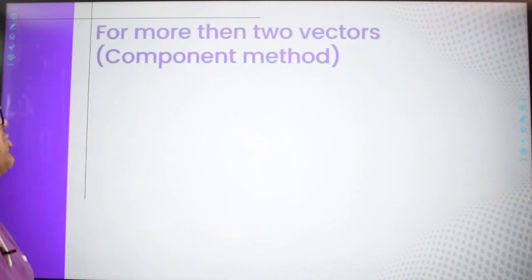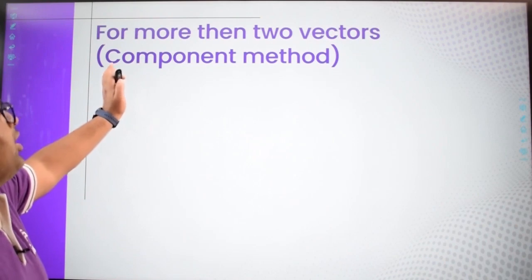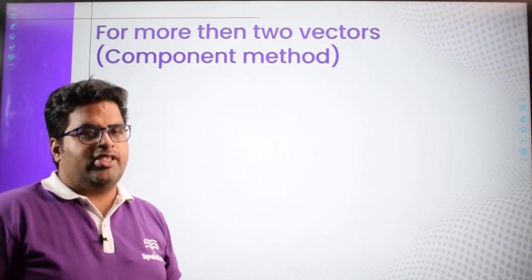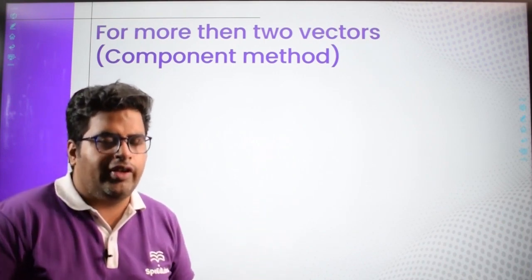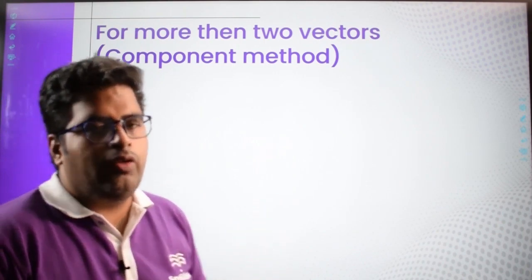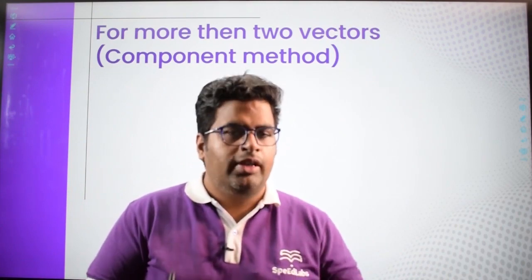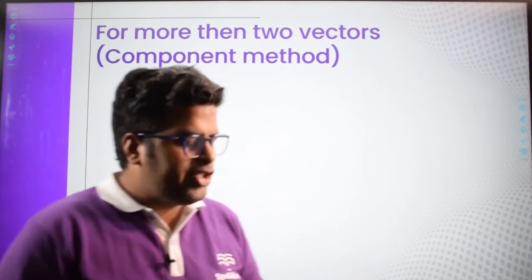Now let's move to another important concept: what we are going to do for more than two vectors. For two vectors we have the triangle law of vector addition or the parallelogram law of vector addition. Now if we have more than two vectors, how are we going to calculate the addition of the vectors?